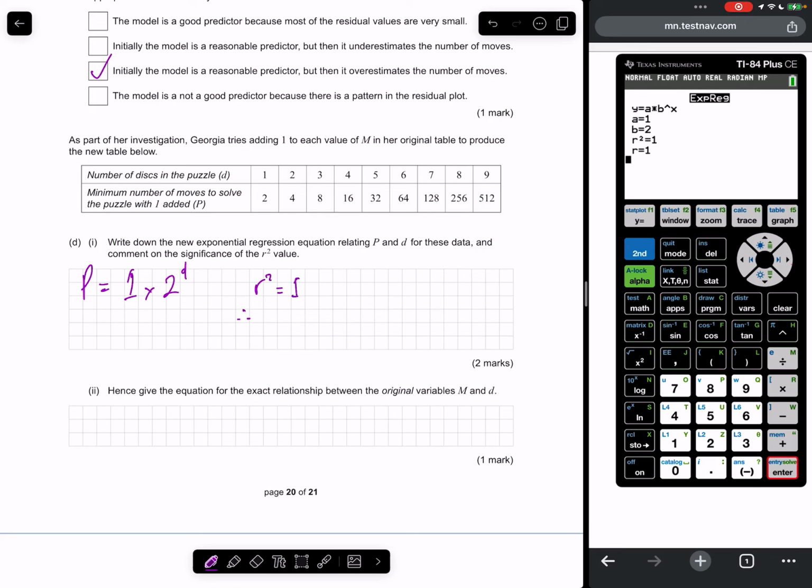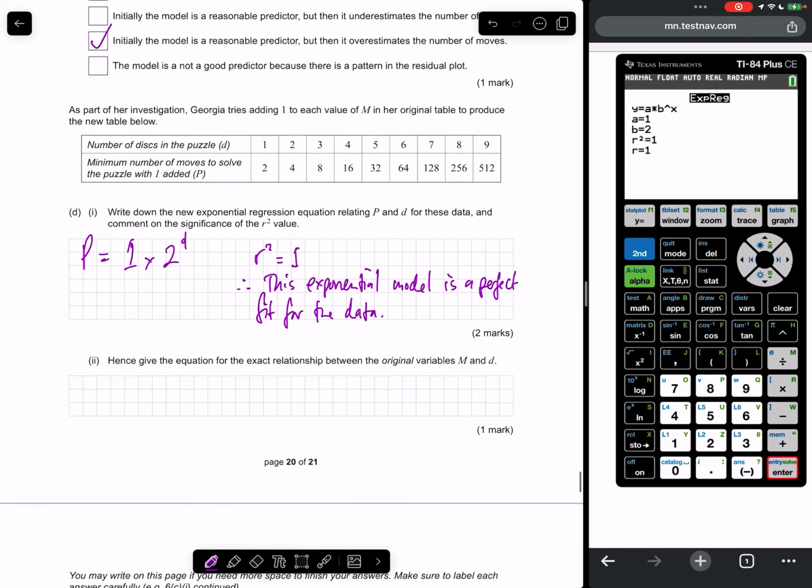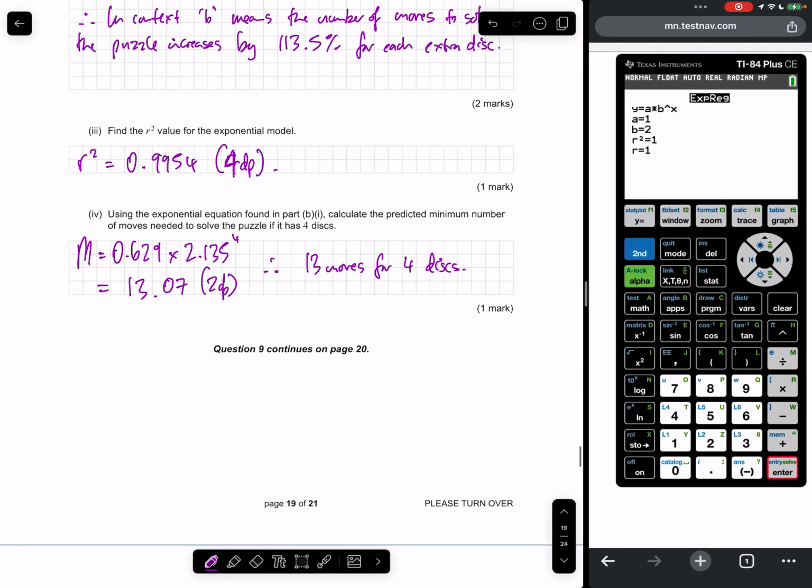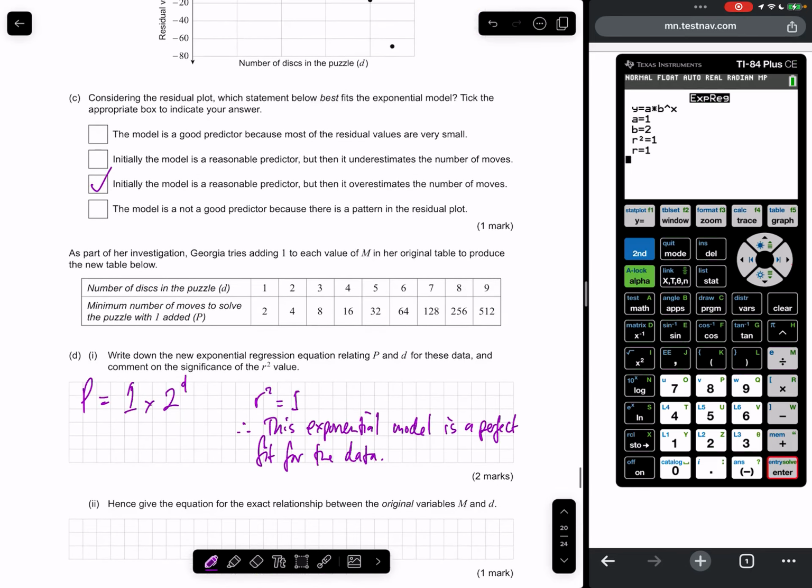Therefore, this exponential model is a perfect fit for the data, whereas before it was just very strong. This is perfect. Hence, give the equation for the exact relationship between the original variables M and D. Last time it was close. This time it's perfect.